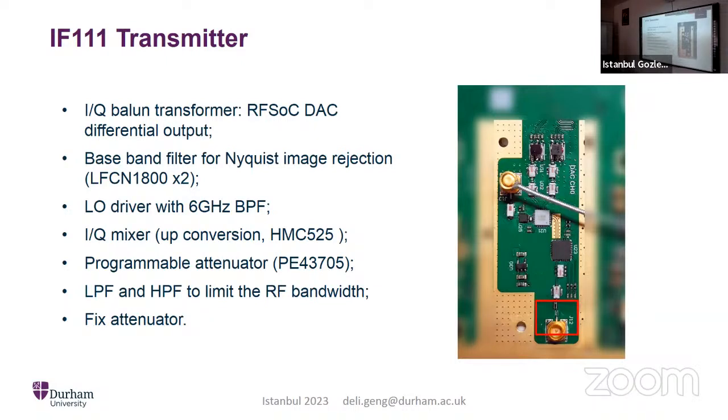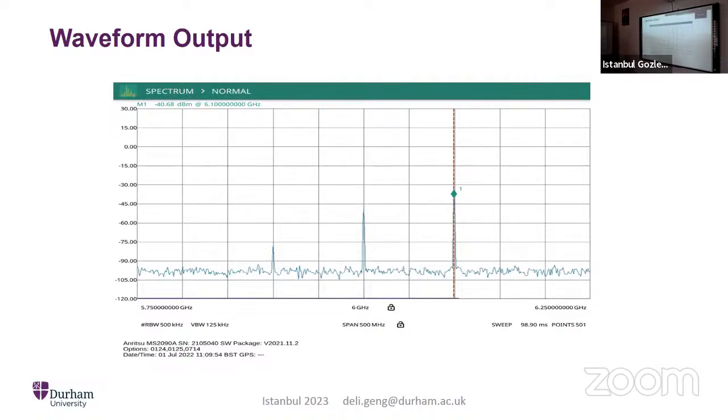So that's the transmitter. From the transmitter output, there's the radio frequency signal ranging from 4 gigahertz to 8 gigahertz to drive the MKID detectors in the fridge. We have this spectrum output, and you can see its testing frequency is set above 6 gigahertz. This is 6.1 gigahertz. We normally use 6 gigahertz as the LO signal, which is called the local oscillation signal.